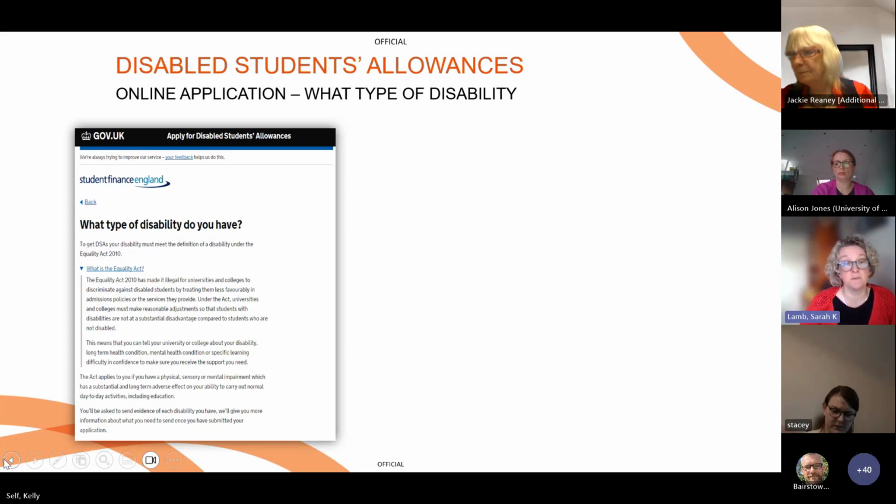What type of disability do you have? So the definition of disability for disabled students allowance sits within the Equality Act, which was brought in 2010. Like I mentioned, it's got to be a disability that's going to last longer than 12 months, or already has lasted longer than 12 months, and that will include mental health difficulties.